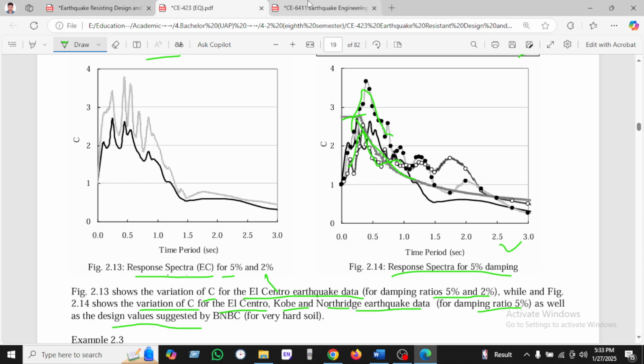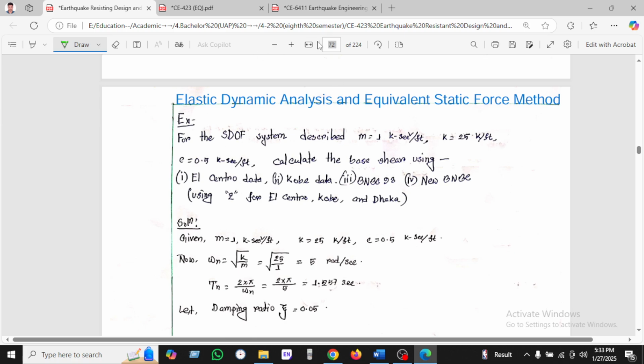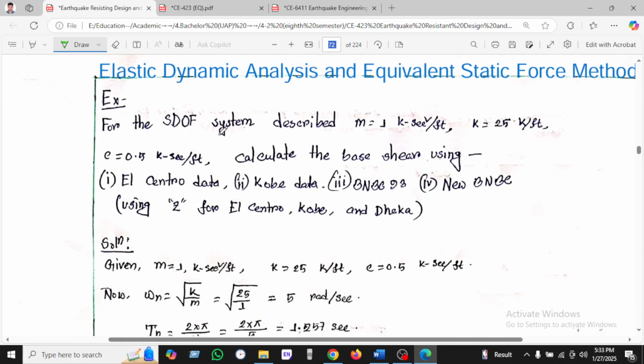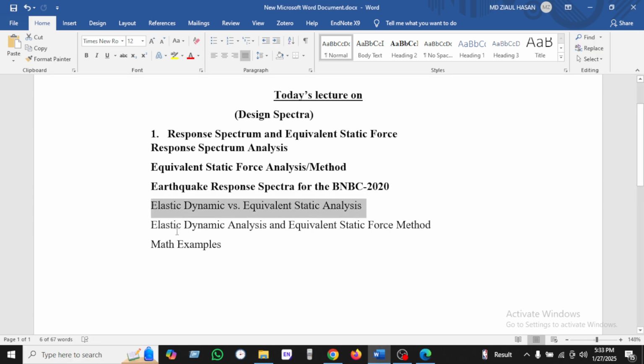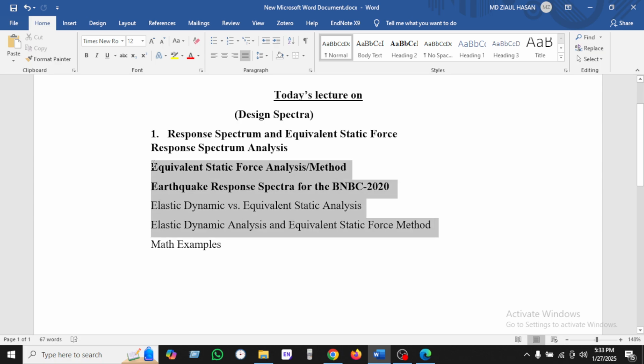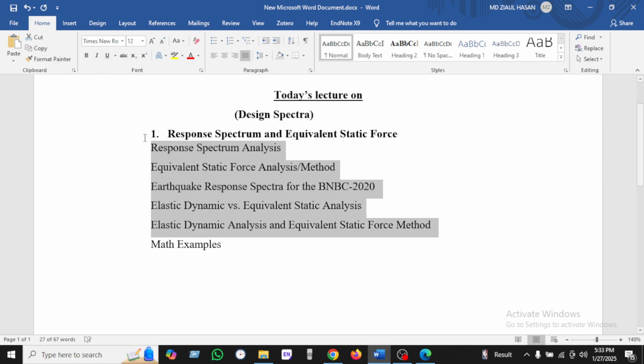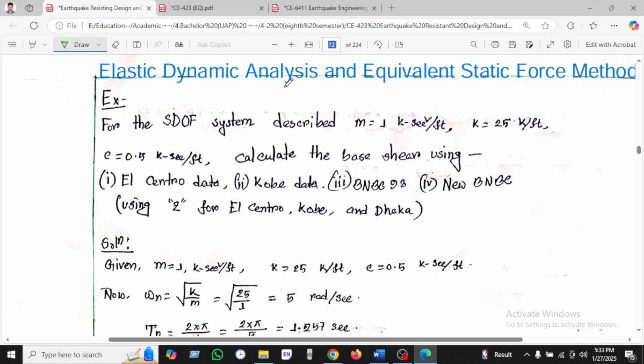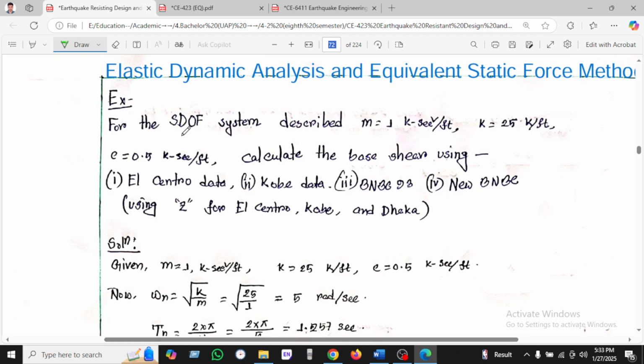Okay, so let's see another example, for the single degree of freedom system. This topic is also covered. Now I'm going to explain some math examples. This is the math example of elastic analysis and equivalent static forces. Let's see the single degree of freedom system.